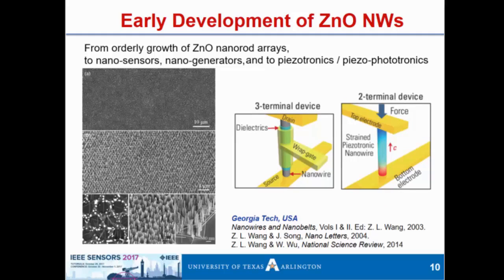Recently, he moved on to using the zinc oxide nanowires as 3-terminal devices and 2-terminal devices to be able to replace CMOS technology. I think it's far away from maturity right now. But the idea is to replace transistors and diodes.